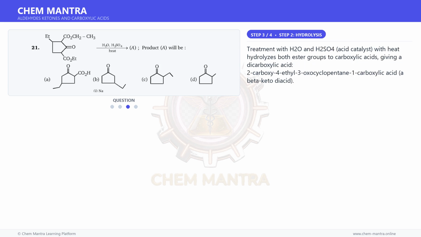Moving on to the next step. Treatment with H2O and H2SO4, an acid catalyst, with heat hydrolyzes both ester groups to carboxylic acids, giving a dicarboxylic acid: 2-carboxy, 4-ethyl, 3-oxocyclopentane-1-carboxylic acid, a beta-keto diacid.